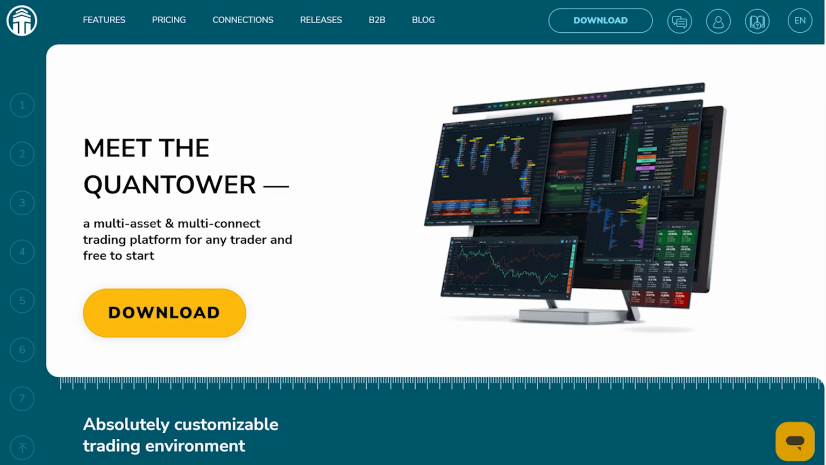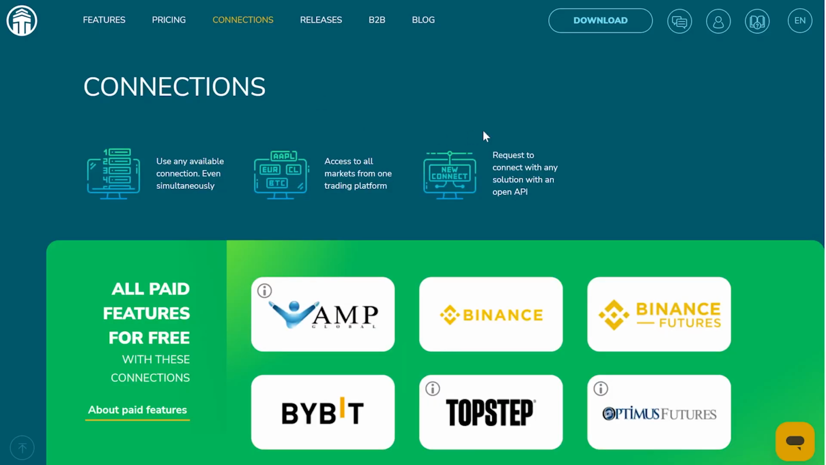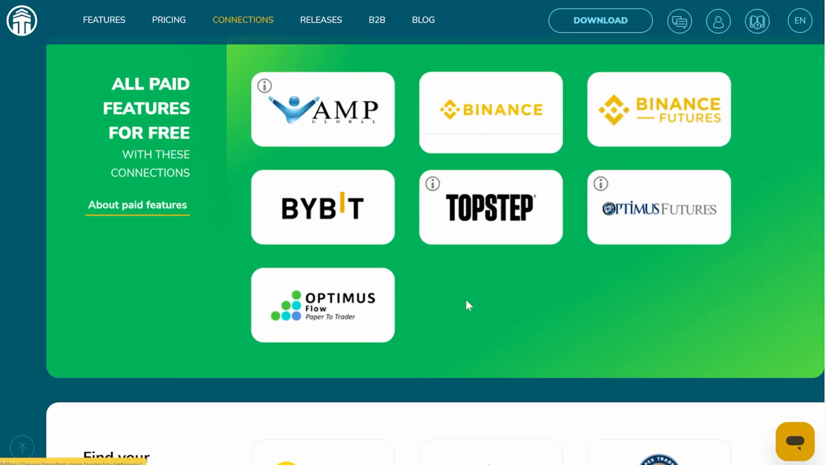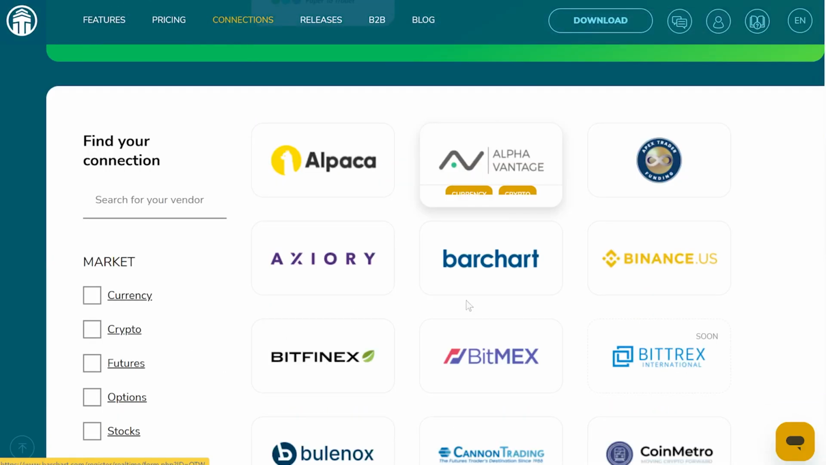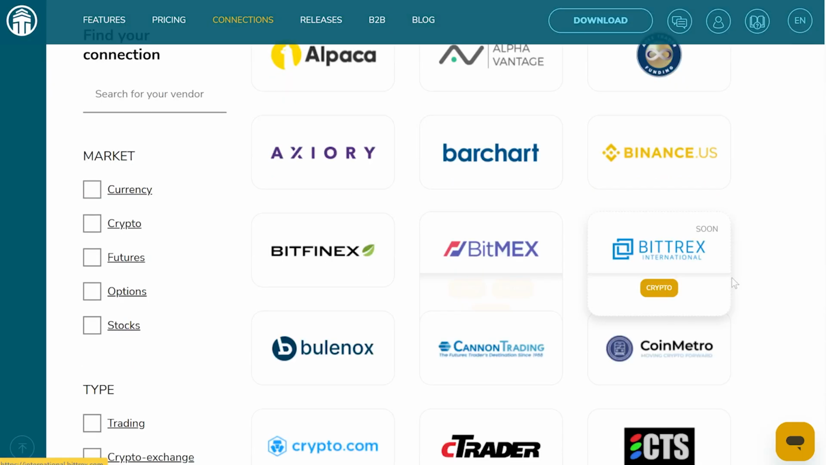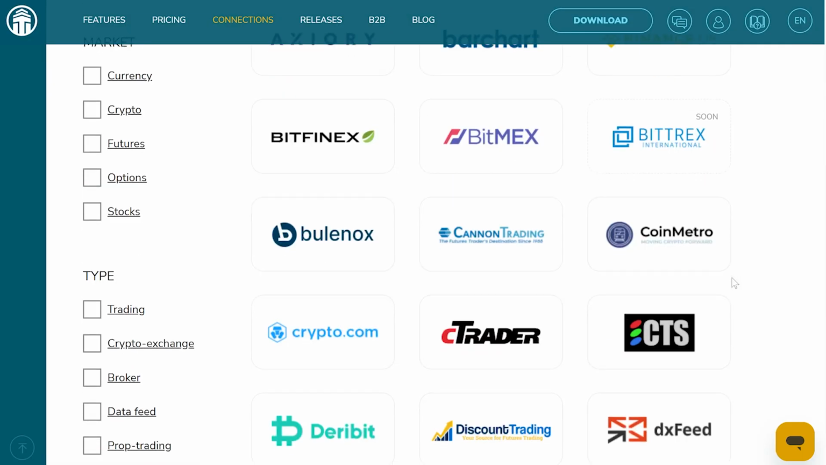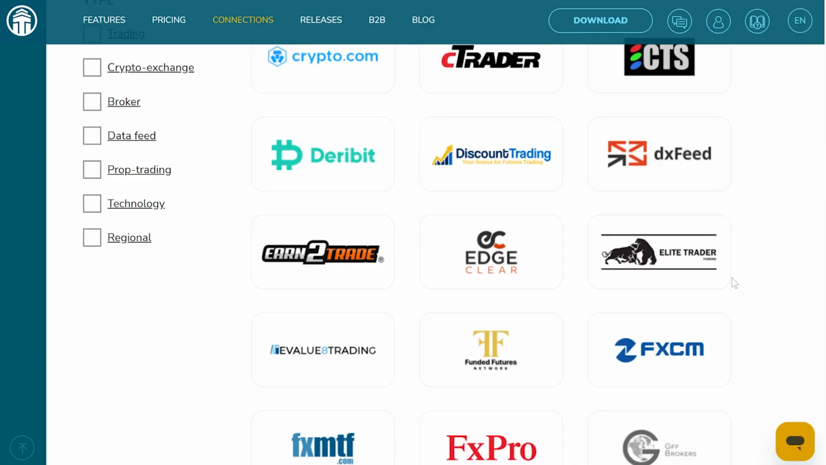So to start, I want to take a look at some of the data connections that Quantower offers. There's more than 65 connections available with this platform, which is pretty impressive. It connects to most popular crypto exchanges, data feeds, stock brokers, Forex brokers, and more. This is just a kind of overview of some of the platforms available that you can connect with.